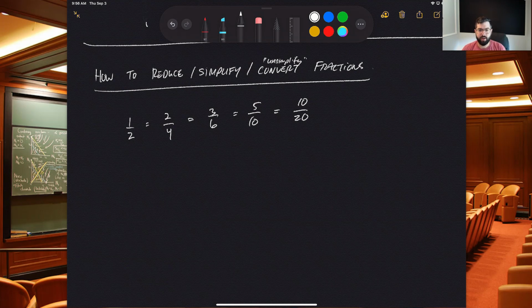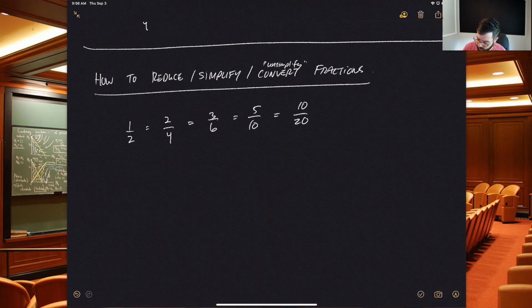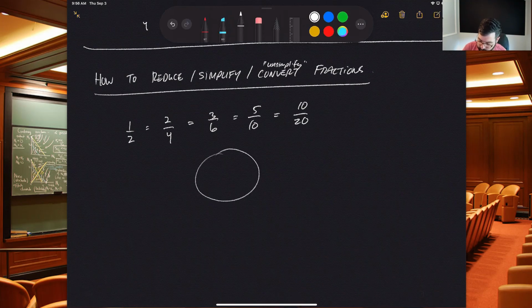What I wrote here was a string of equality, saying 1/2 is equal to 2/4, and you might think about that and say, yeah, that sounds right. It's equal to 3 out of 6, which is equal to 5 out of 10, which is equal to 10 out of 20. Right, so all of these things represent the same quantity, which is if I have a whole and I slice it into 2, I've just got half of it. And that doesn't matter if I cut it into sixths or into tenths or whatever. It's going to be the same amount of the whole.